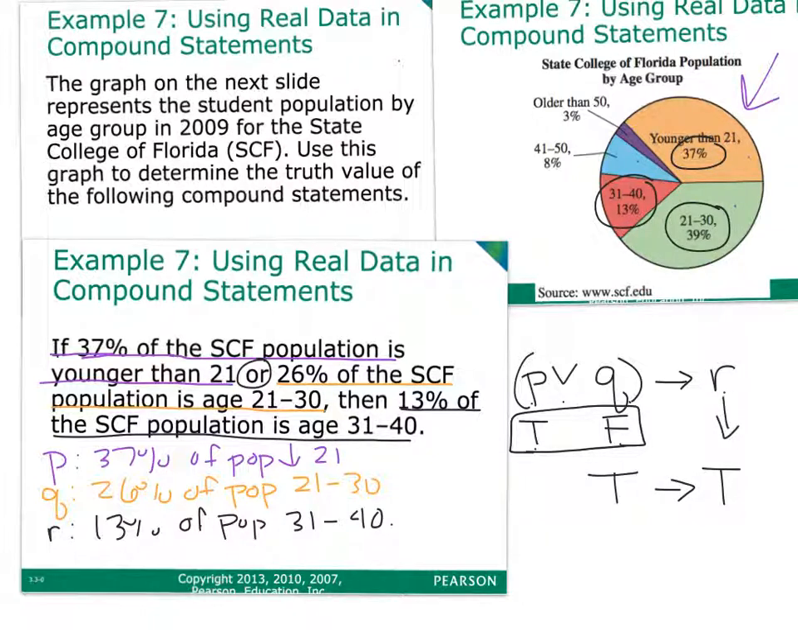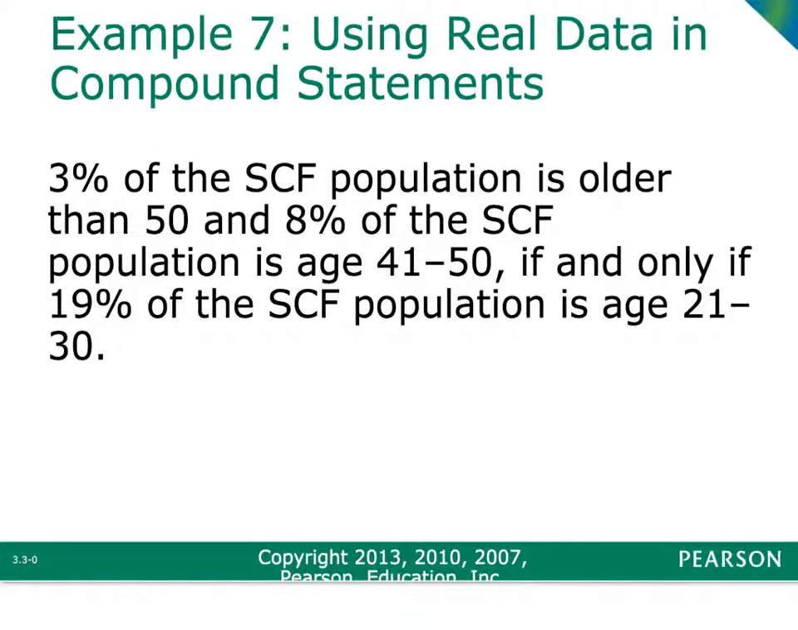So the left side is true and the right side is true. So is the if-then statement true? The if-then statement will also be true because the only time the if-then statement is false is if you get a true-false. Okay? You can repeat this problem with another example if we want.